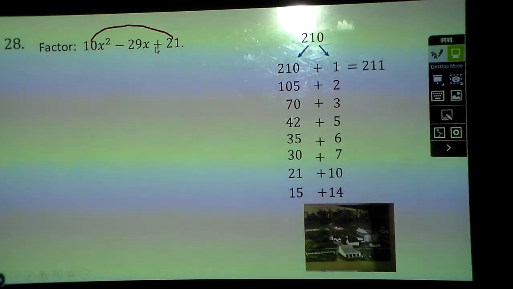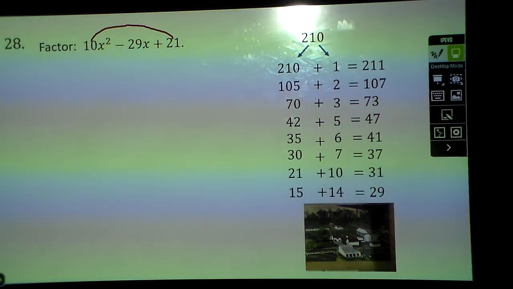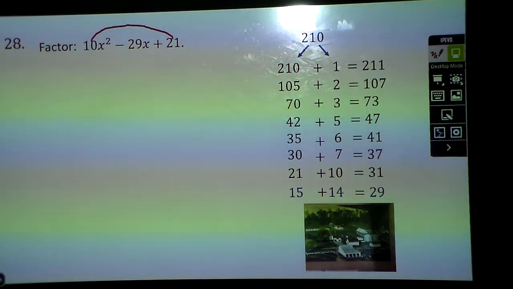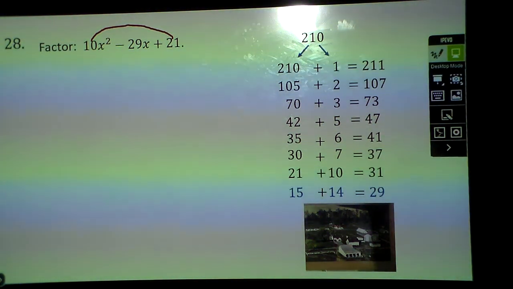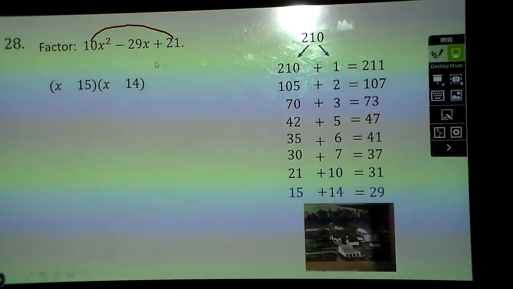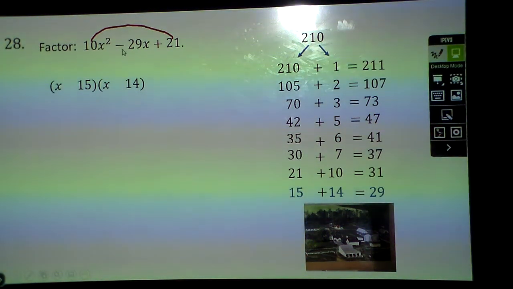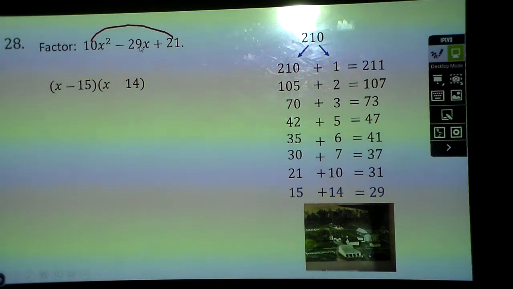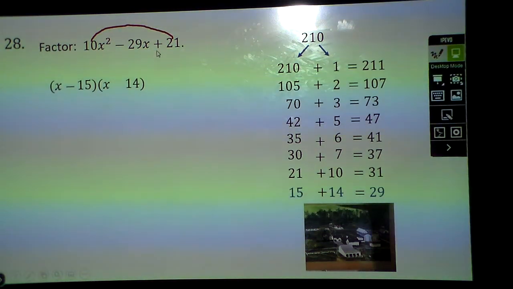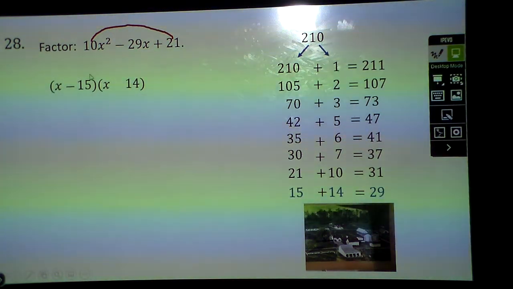So I'm going to add all of them together until I can figure out which one makes the middle number. And notice the numbers are 15 and 14. So what I do is I make parentheses, my x with the 15 and the 14, and the larger number will always match the middle sign, so it has to be negative. And if it's a positive, that means they have to be the same, because the only way I can get a positive answer is if they're negative times negative or positive times positive.